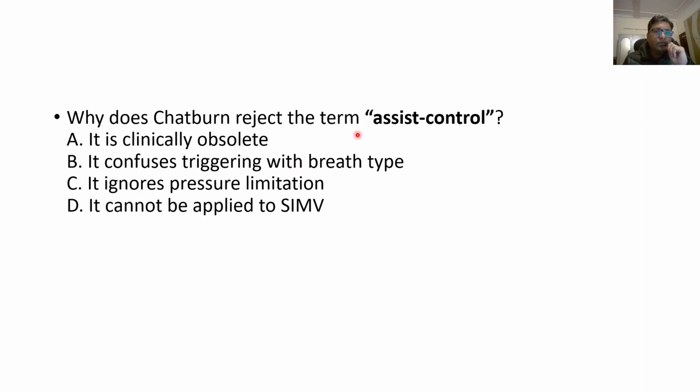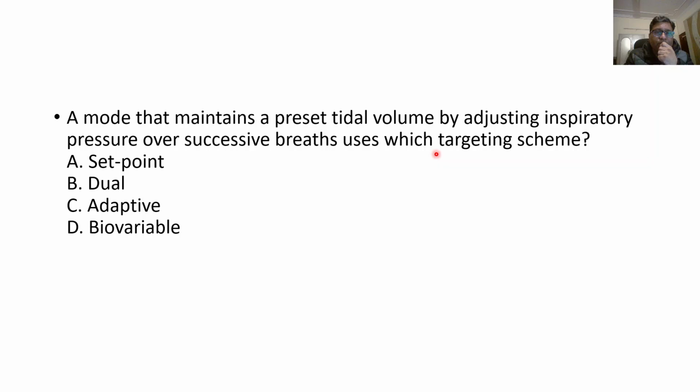Why does Chatburn reject the term assist control? Is it clinically obsolete? Maybe, but that is not the reason. Assist defines the trigger. It confuses triggering with breath type. This is the most important thing. Assist basically means the patient wanted assistance by triggering, but that does not define the breath type. It ignores pressure limitation, and cannot be applied to SIMV, but the main issue is that it confuses triggering with breath type.